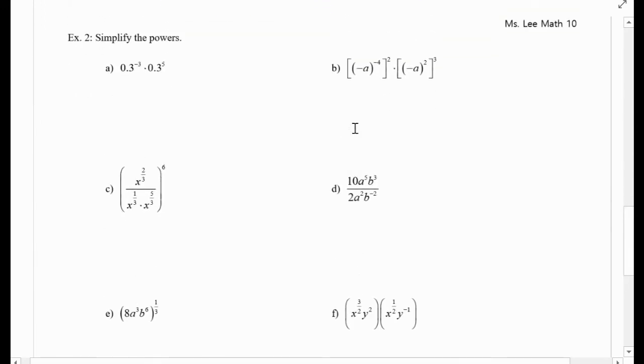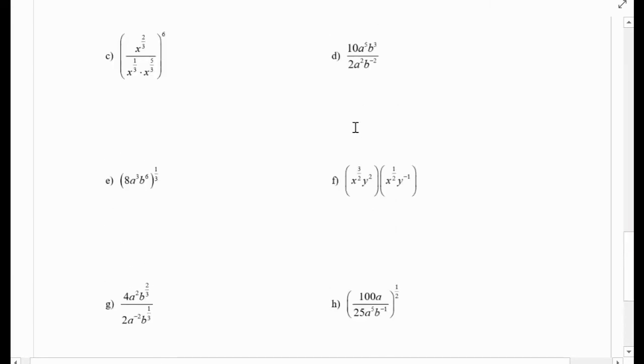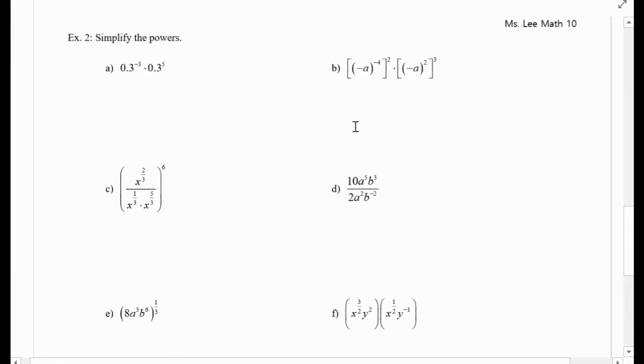Okay, next questions. They look very tricky, but if you do everything step by step, you will be fine. So simplify the powers. Alright, so before I solve this for you, I want you to pause the video and try those questions by yourself. We learned how to do it, so I want you to try those questions by yourself first. Okay, have you tried those questions? I'm going to go over it together.